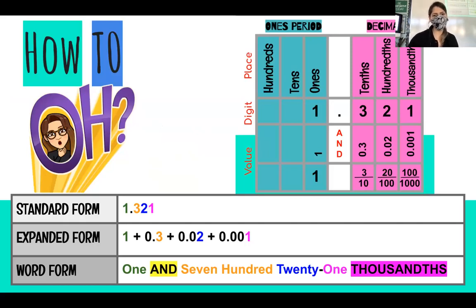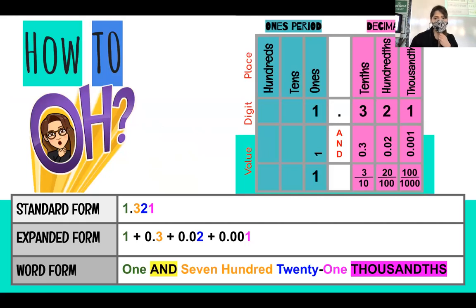I've written it out for you, and of course, I love my color coding, so I've continued my color coding. Standard form of this number, I'm just going to look at the digits. 1 decimal, 3, 2, 1. Easy peasy. Easiest way to write it, yes? Don't have to do any extra work.